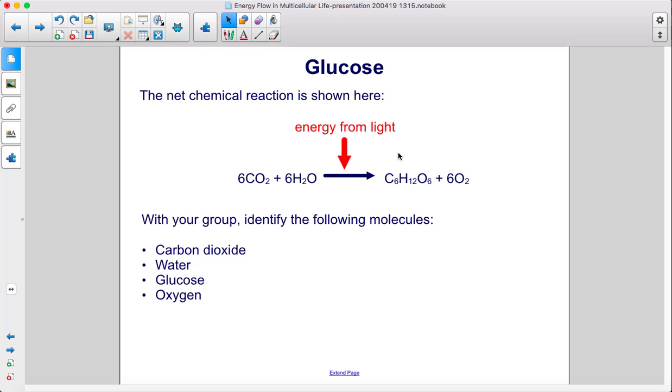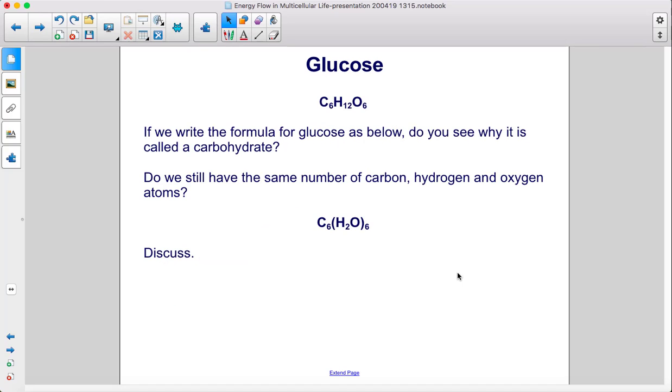The net chemical reaction is shown here. With your group, identify the following molecules: carbon dioxide, water, glucose, and oxygen. If we write the formula for glucose as below, do you see why it is called a carbohydrate? Do we still have the same number of carbon, hydrogen, and oxygen atoms? Discuss.